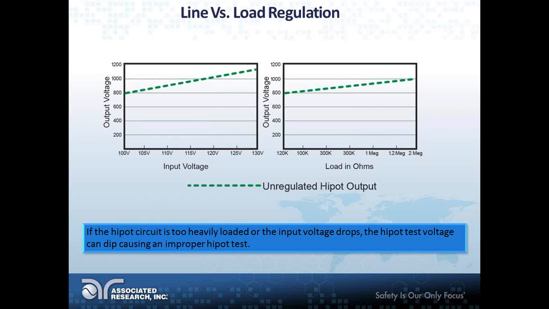If the Hipot circuit is too heavily loaded or the input voltage drops, the Hipot test voltage can dip, causing an improper Hipot test. So basically, if you were using an unregulated Hipot tester, what can happen is, if the voltage drops on the input of your Hipot tester, the output will be affected, and you may not be testing at the right voltage, and the test may not be the proper test that you were required to run.